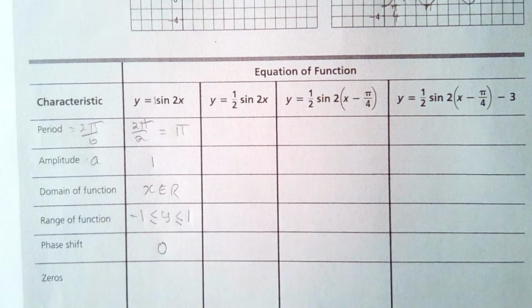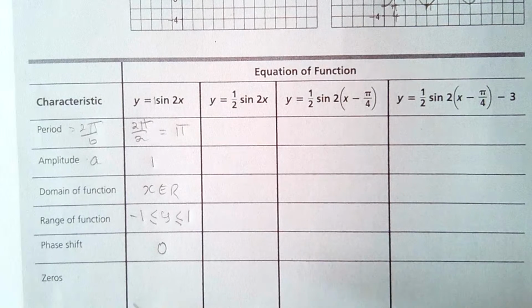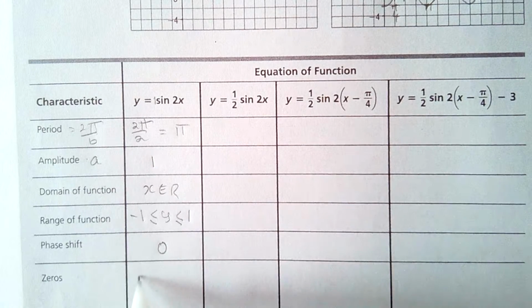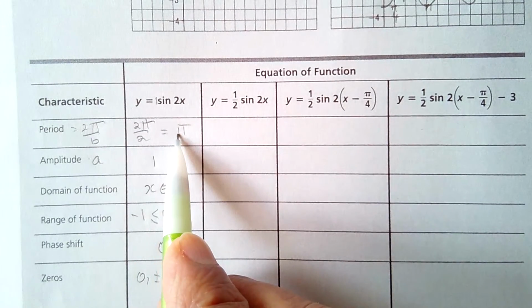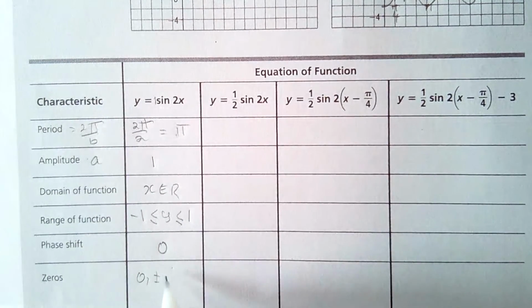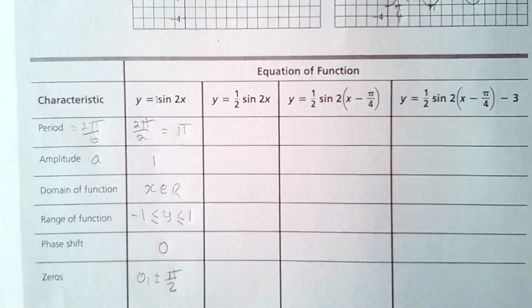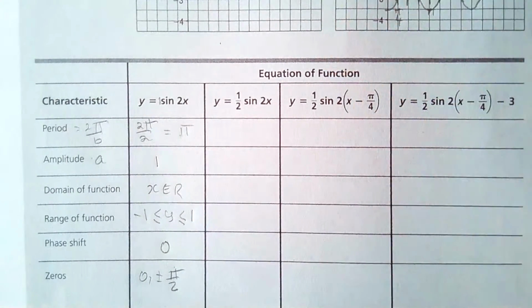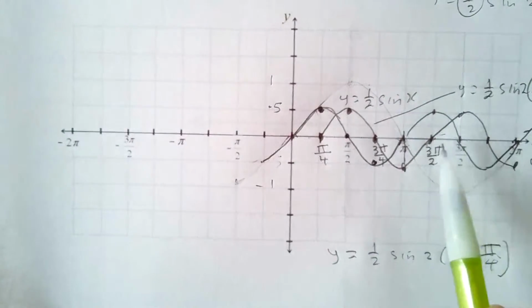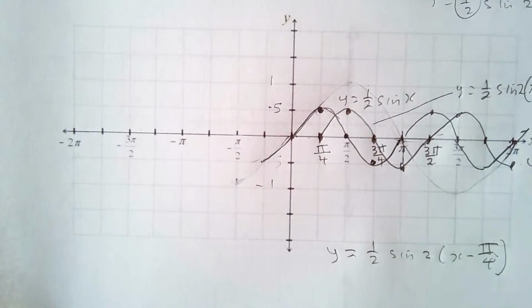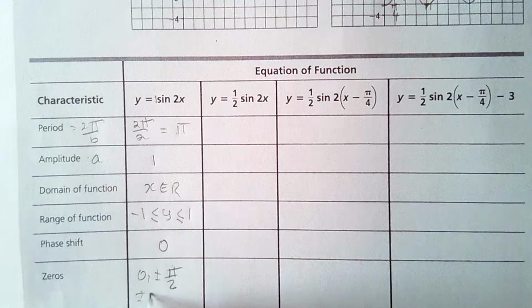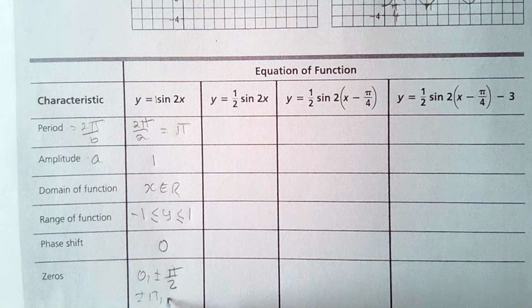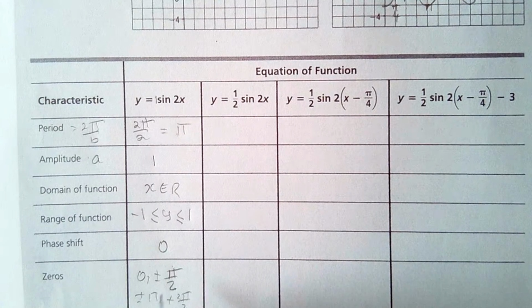Now the zeros, in other words, where does it cross the x-axis? So this will be continuous. If we're starting at 0, it could be 0 plus or minus. In this case, because we have a period of pi, so every pi over 2. If you look back at the graph of the original sine function, every pi over 2, it will be at 0 or plus or minus pi, and it goes on, etc.